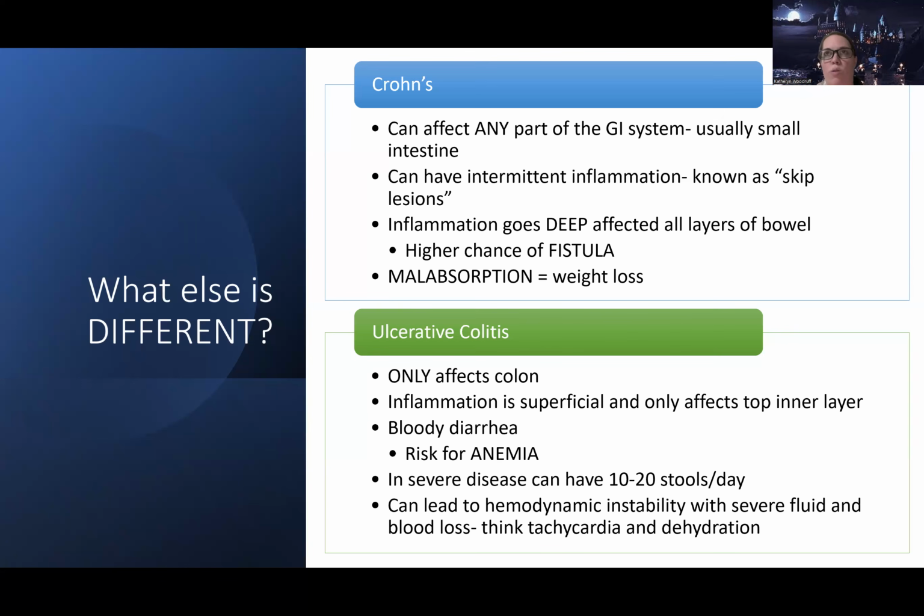Compared to Crohn's, where they can have frequent stools and diarrhea, they are going to have diarrhea, but it's not usually as severe or as frequent as it is in ulcerative colitis. The other thing we have to consider is that with the sheer number of these stools, these people are going to be more at risk for hemodynamic instability. That means their blood pressure can get really low. Think shock: high heart rate, low blood pressure, a lot of signs of dehydration, during acute attacks.